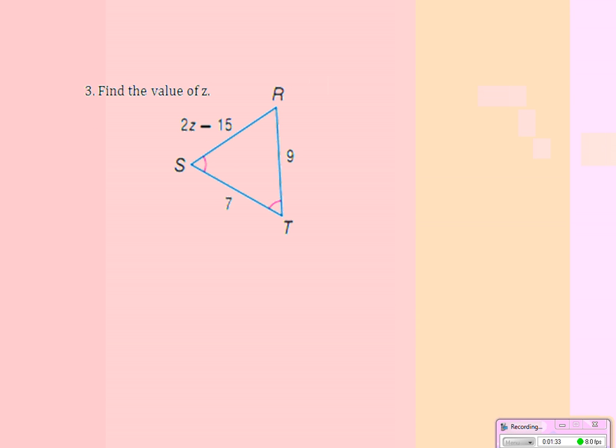So if I say find the value of z, I've got to make sure I set this up to whichever one is equal. So s and t are congruent to each other. It's got to be the opposite side. So I've got to take 2z minus 15 equal to 9. Most kids that mess this up will set this equal to 7. They'll just say, let's set these two equal to each other. No, I've got to look at the relationship between the angles and the sides.